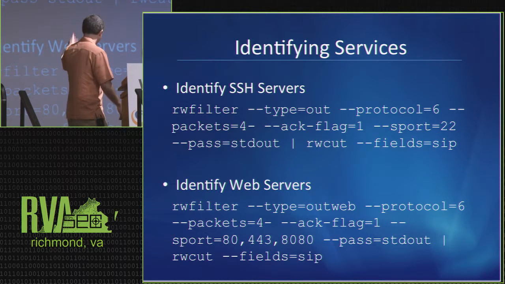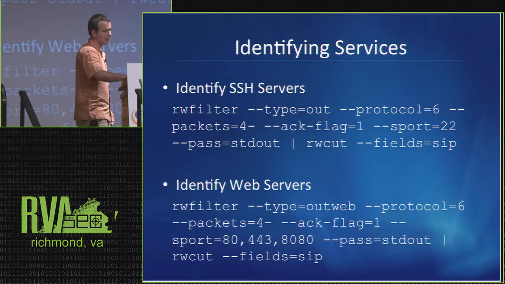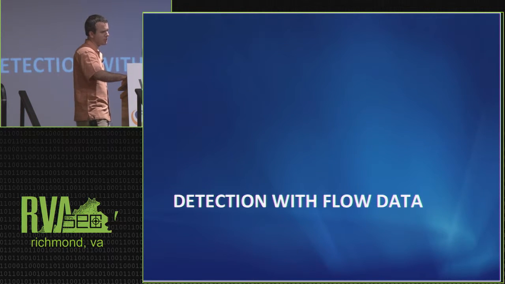Here's identifying SSH servers just by port. You can also do app label if you're using YAF. But here's identifying web servers, which is looking for reasonable connections and things like that. You could also add a threshold on that for larger enterprises to get a better idea. So, actual detection with flow data.